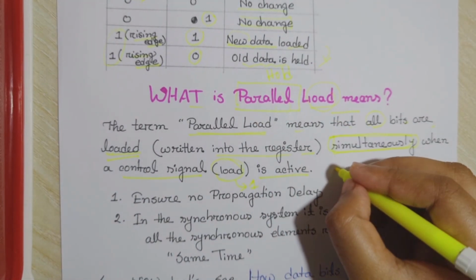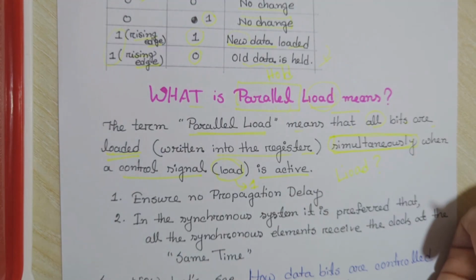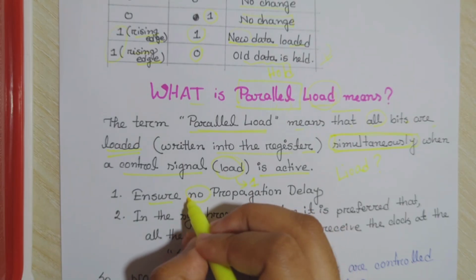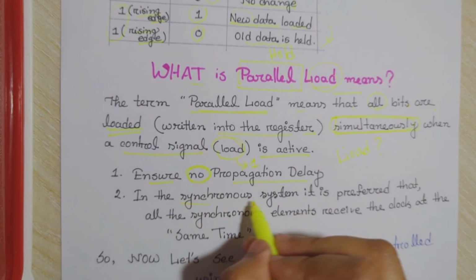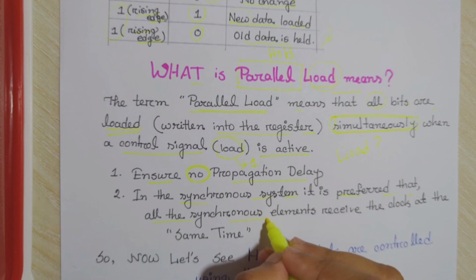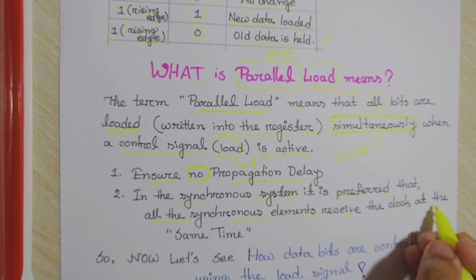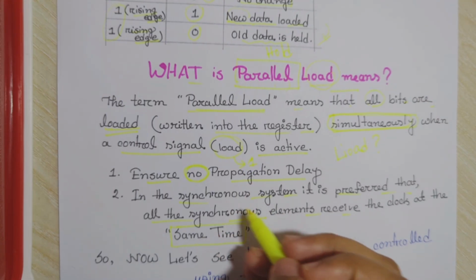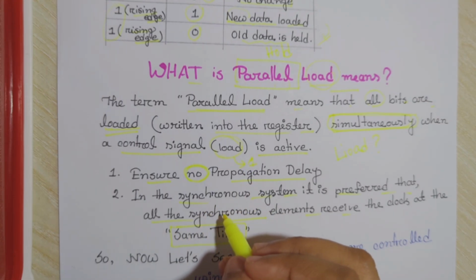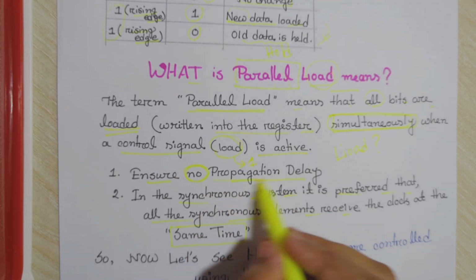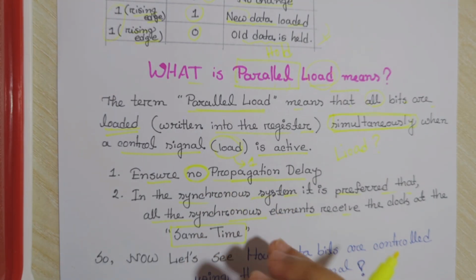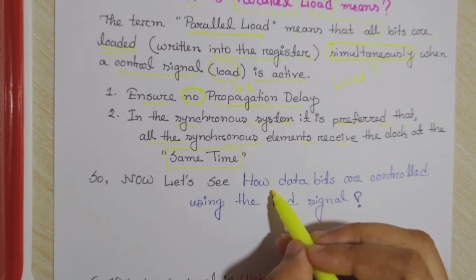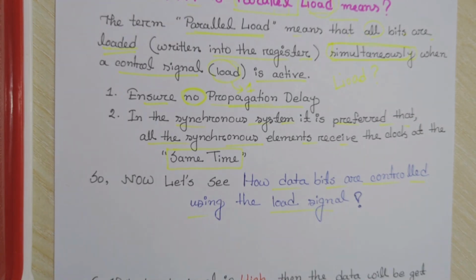Now, how do we use this load in our circuit diagram? Here we have to ensure two conditions. We have to ensure that there is no propagation delay, and in a synchronous system it is preferred that all the synchronous elements receive the clock at the same time. If we have any propagation delay, then all the flip-flops will not get the clock pulse at the same time. There will be some delay. So to avoid this propagation delay, we have to ensure that all the flip-flops get the clock pulse at the same time.